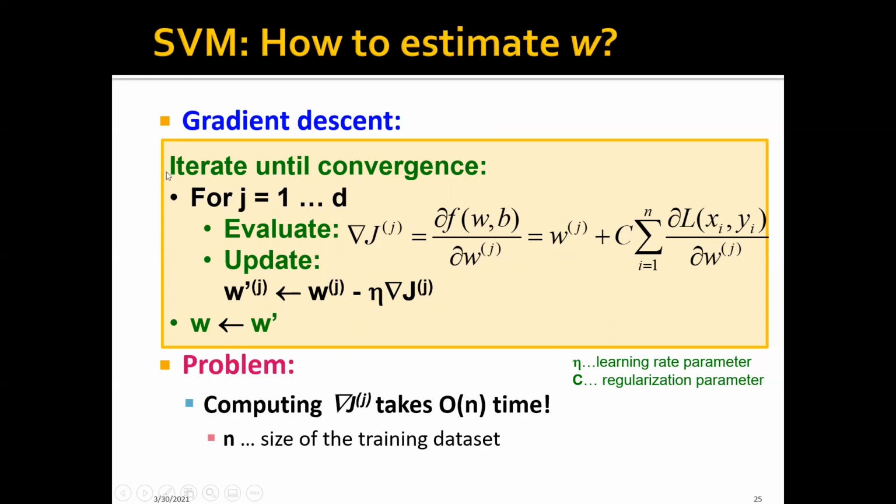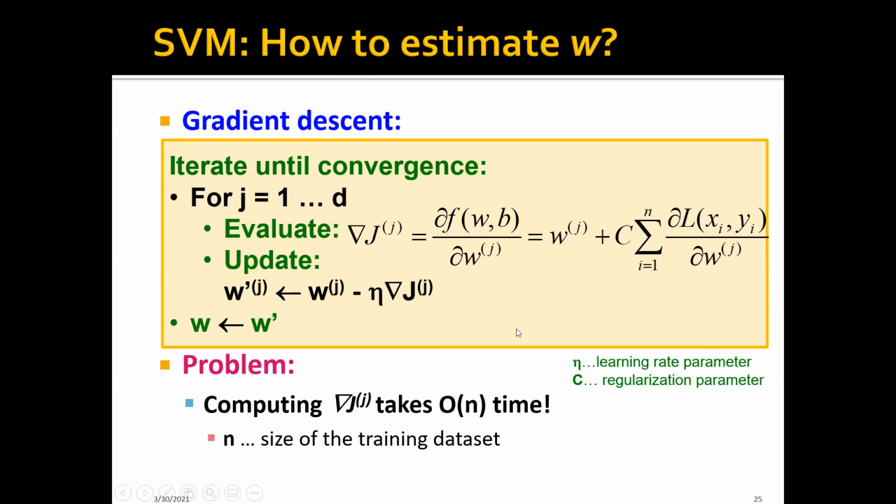The problem with this gradient descent algorithm is that to compute the gradient, even with respect to only one entry of W, it takes O(n) time, where n is the size of the training data set. So this is extremely slow. You will need to go over the whole data set before you can update W even once.